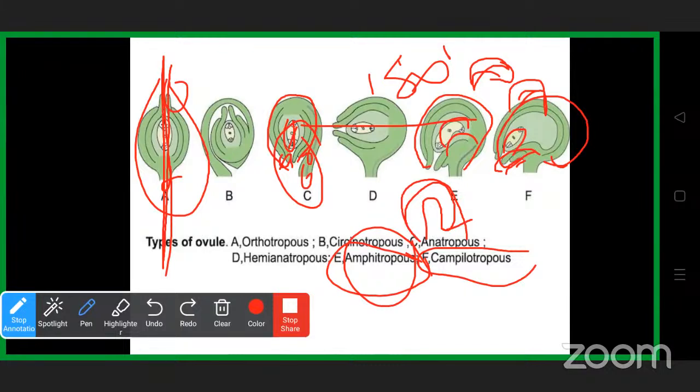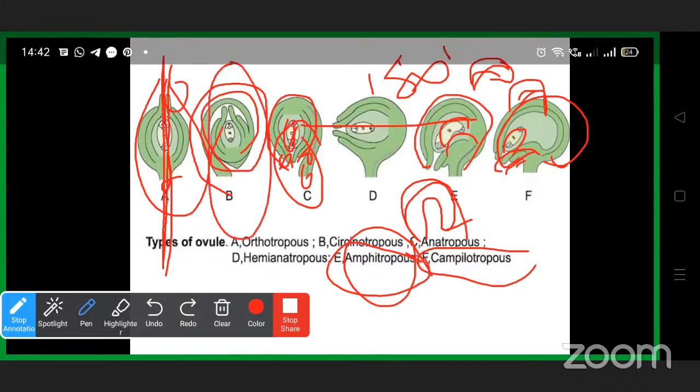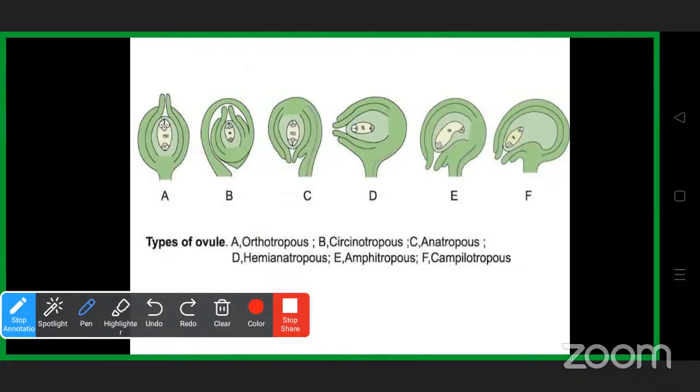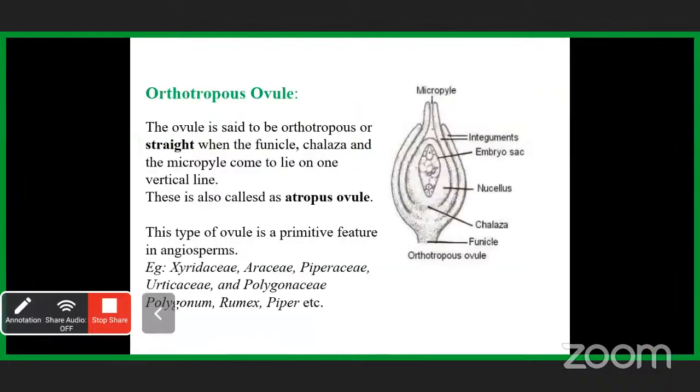Whereas in the circinotropous, there is an extra round, an extra sheath of the funicle. The funicle surrounds the ovule and covers the ovule. That is the circinotropous type of the ovule. These are there in the opuntia, which is covering, protecting the embryo and ovule.